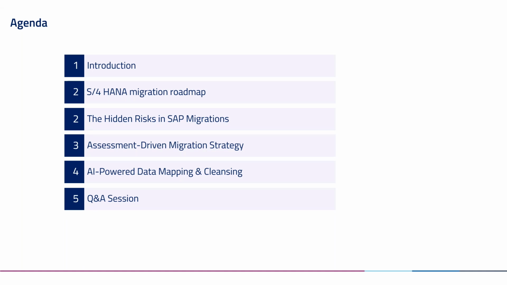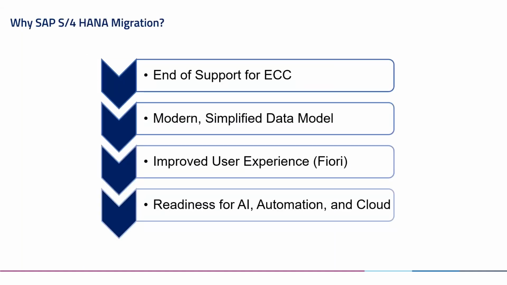With that, let's begin. Okay, so let's take a moment to understand why organizations are choosing to migrate to SAP S/4HANA and why this shift is more than just a technical upgrade. The very first thing, the most urgent reason, everybody is aware of it, right? SAP has officially announced the end of mainstream maintenance for SAP ECC by 2027, with limited extensions to 2030 for selected customers under premium contracts.